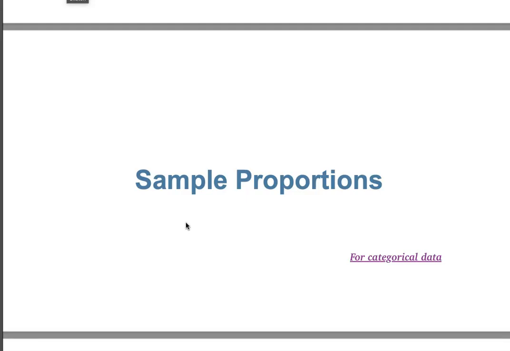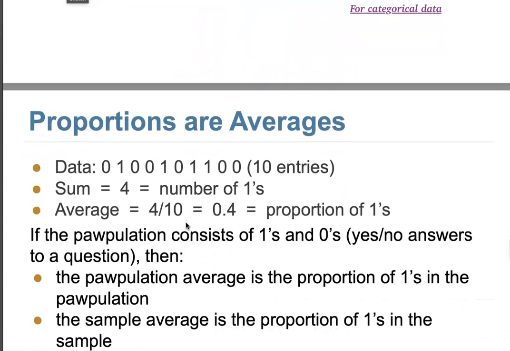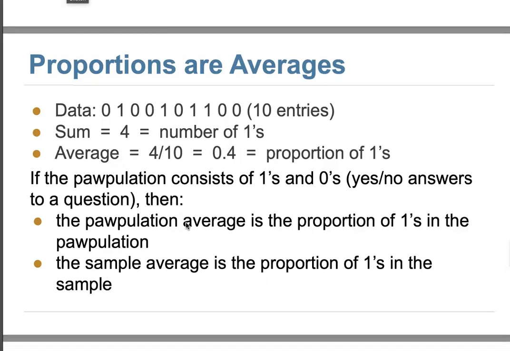For example, our outcome can be red or blue. This one only has 2 categories. Or it will be a yes or no result. They either vote for the candidate or not vote for the candidate. So that's our sample proportion. If we use this sample proportion, the average for this sample proportion will be our population average.